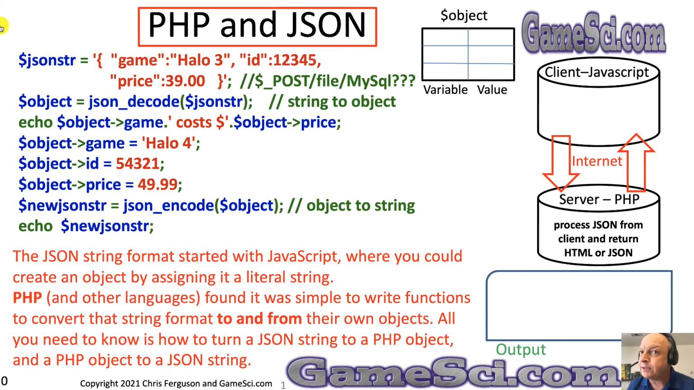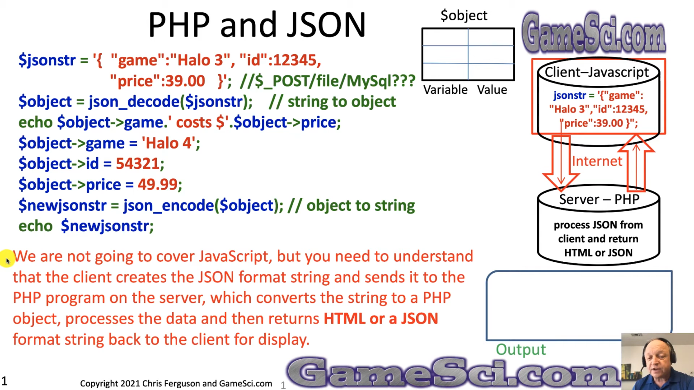PHP and JSON. The JSON string format started with JavaScript, where you could create an object by assigning it a string literal. PHP and other languages found it was simple to write functions to convert that string format to and from their own objects. All you need to know is how to turn a JSON string into a PHP object and vice versa, how to turn a PHP object into a JSON string.